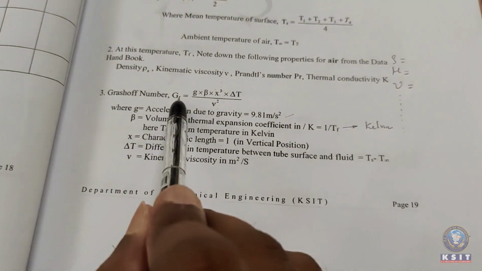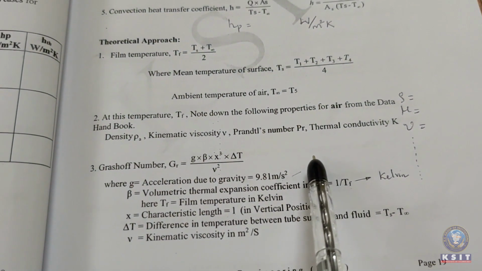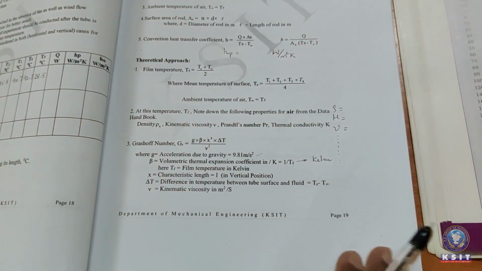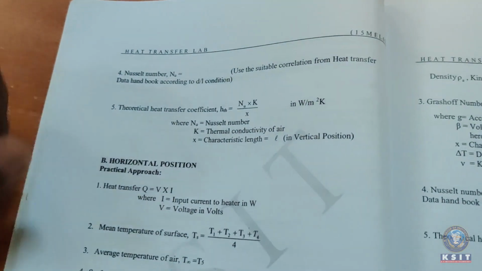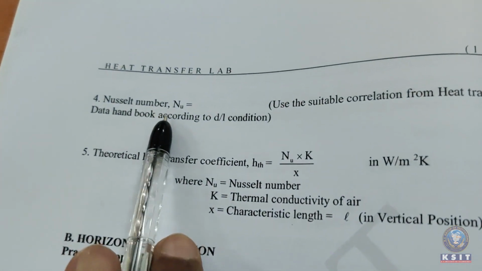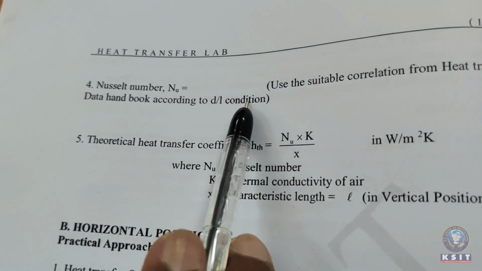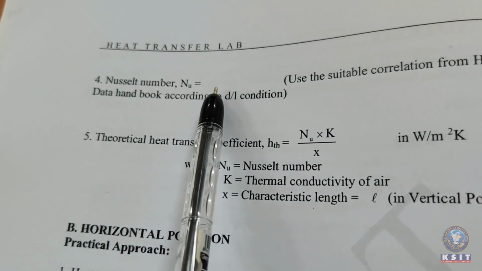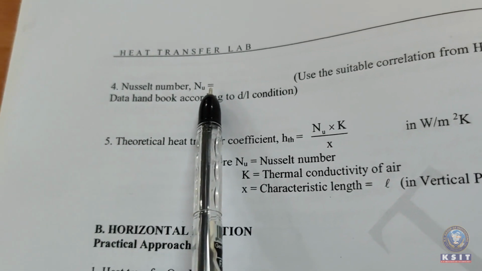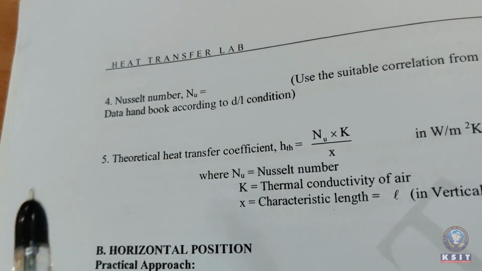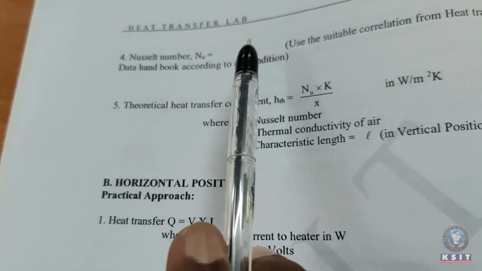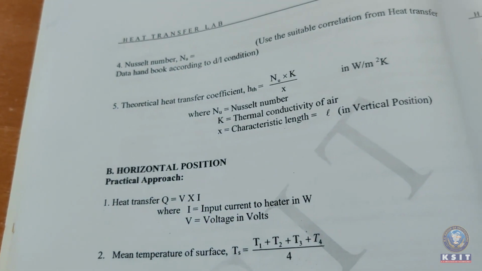So substituting all this, we will get a Grashof number which is dimensionless, which doesn't have any unit. Now we'll go to the next page, page number 20. On page 20, we have to find the Nusselt number for this condition. We have to use the suitable correlations available in the data handbook for the Nusselt number for this situation. So we'll go to the data handbook and find out the suitable Nusselt number we have to pick.